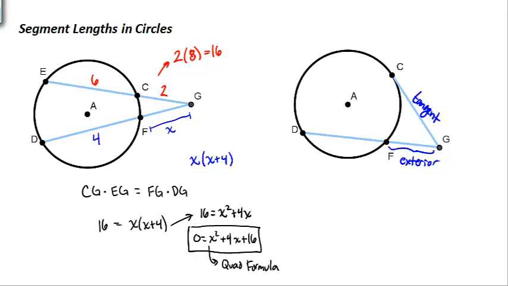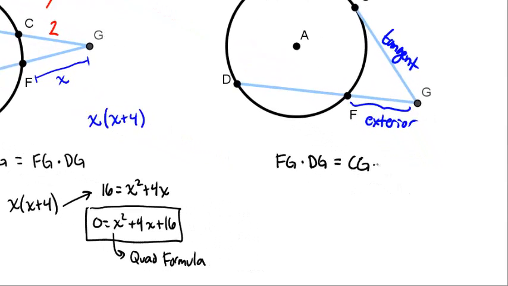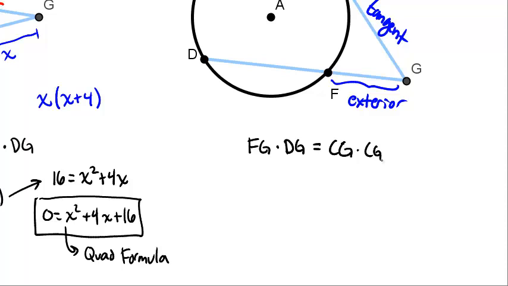So we'll start with actually the secant piece. Just like before, it's going to be the exterior length, FG, times the entire secant length. So that would be DG. That product would be equal to the tangent product that we're about to set up. And we can almost think of the tangent as a secant with the exterior length and the entire length being the same thing, if that makes any sense. So what that would mean is the exterior length of the tangent would be CG. The entire length of the tangent would be CG. So we'll often write that as FG times DG is equal to that tangent length squared.